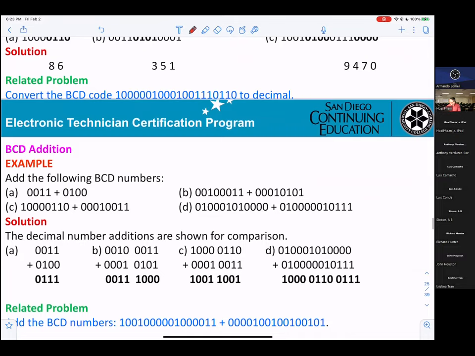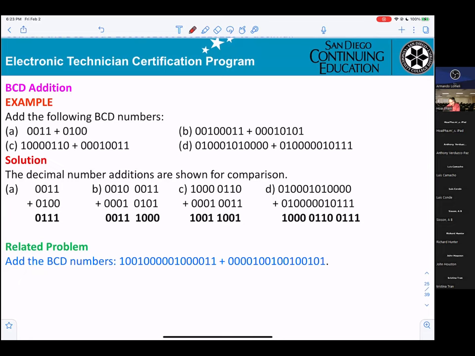BCD addition. 0, 0, 1, 1 adding 0, 1, 0, 0. 0, 0, 1, 1 is number 3, right? 0, 1, 0, 0 is number 4. When you add them, you get 0, 1, 1, 1, number 7. And now you add this one, 0, 0, 1, 0, number 2, to number 1, so you get 0011, number 3, correct? 0011, number 3, adding 0101, number 5. That's what you get: 1000, number 8. And keep adding.